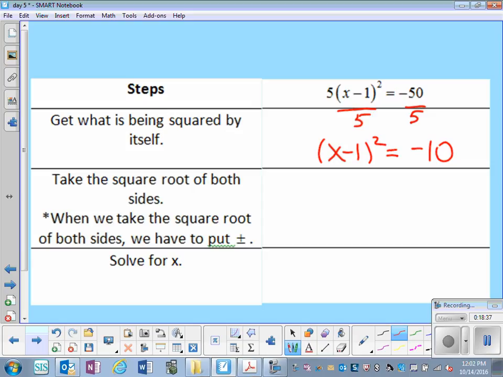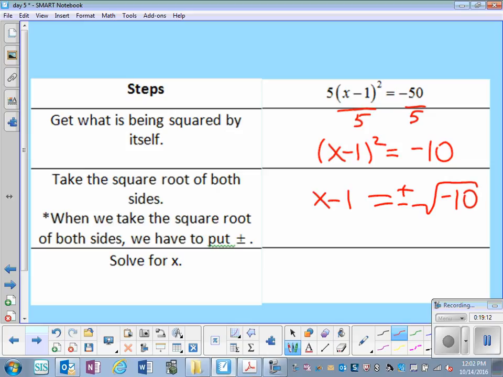Step number 2, take the square root of both sides. So the square root of (x minus 1) to the power of 2 is what? It's just x minus 1. And then I need to take the square root of -10. But I should remember what? Plus minus, right? Because I always have these two solutions for this kind of equation. Just as we had for that little one, the one on the board.